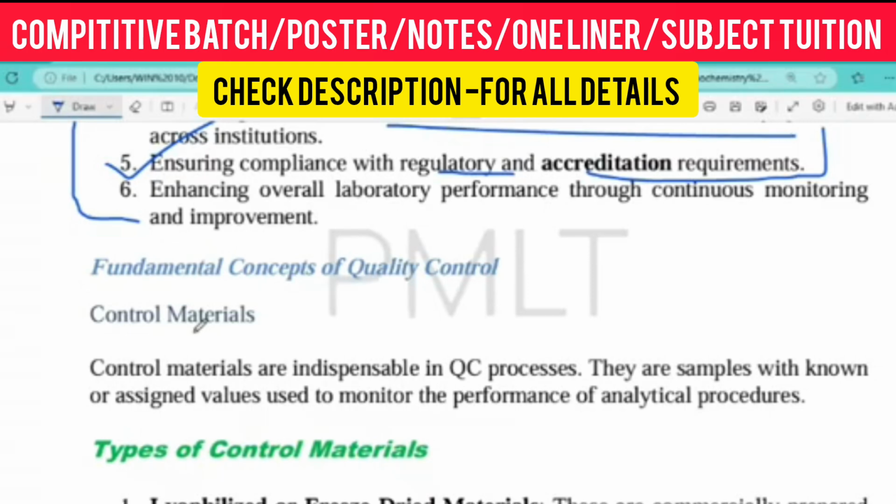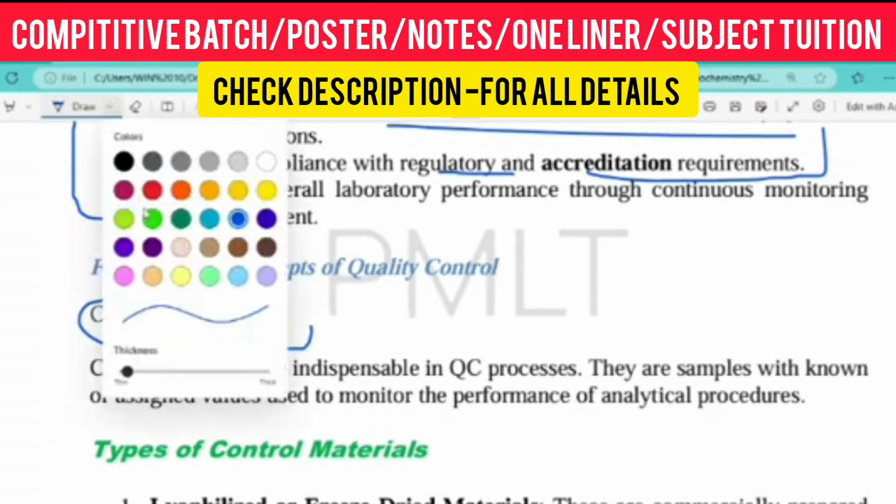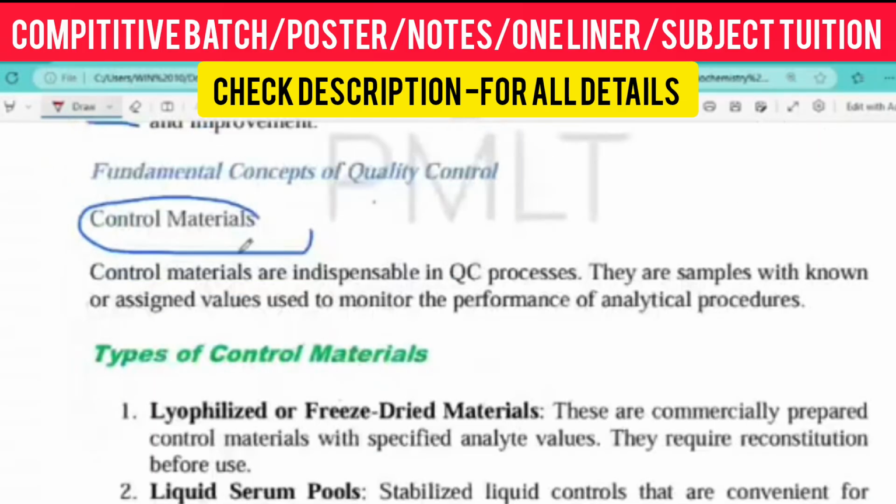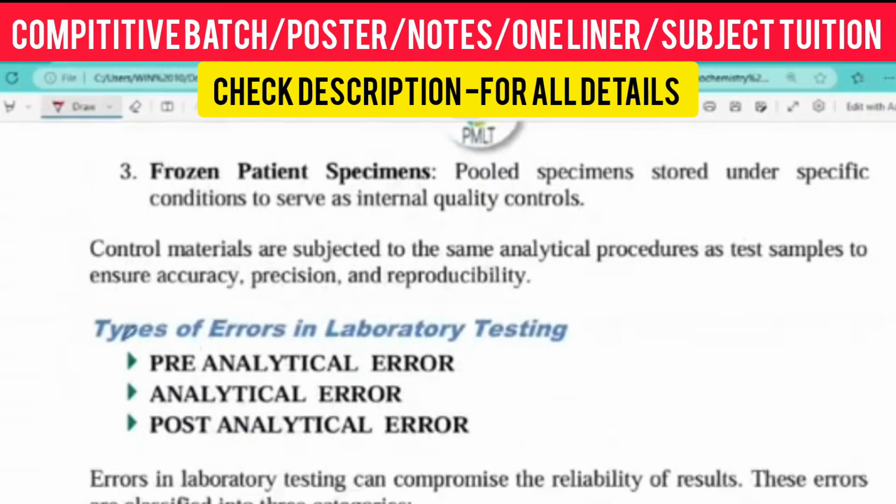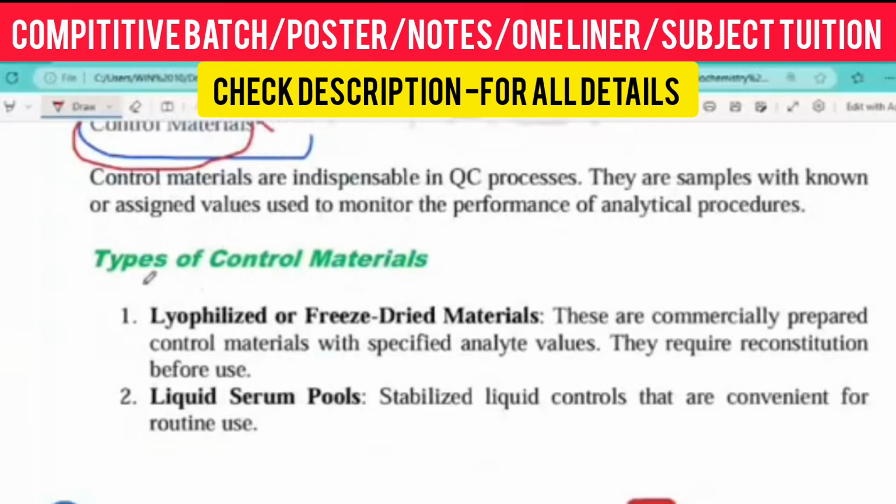Firstly, control materials are required, and I am just changing this pen because this pen looks the same. Okay, we have to change it. We need to understand control materials. Third, we need to understand the types of error. You will understand it gradually. Firstly, types of control materials: lyophilized or freeze-dried materials. There are some commercially purchased quality control materials which you have to freeze and dry. That is also one type of quality control material.